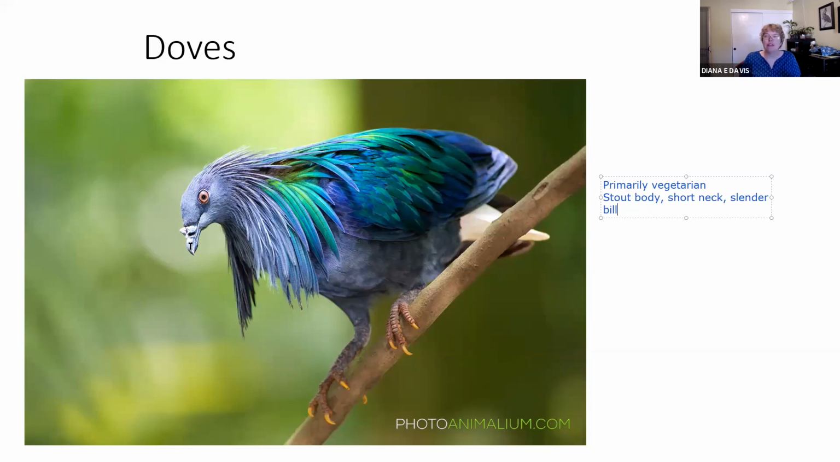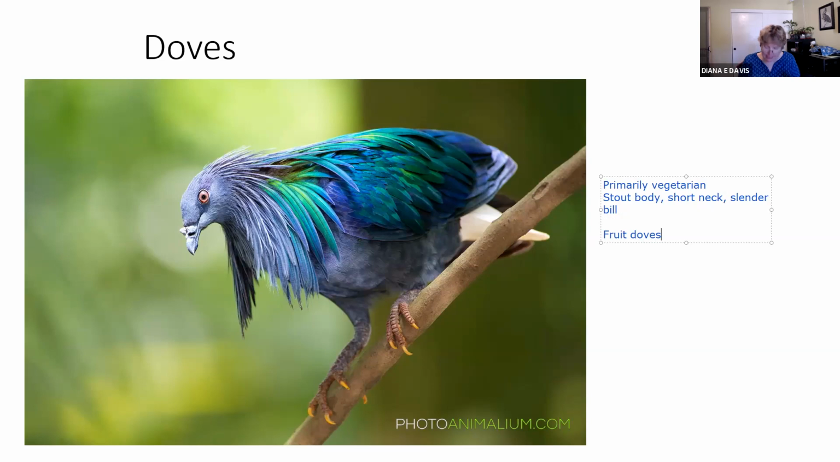When we think of doves and pigeons, you tend to think of things like mourning doves and city pigeons. But there are a lot of other doves in the world, and some of them are absolutely spectacular. So if you want to look at spectacular pictures of birds, Google fruit doves. This guy is an example of a fruit dove, and that's just a gorgeous animal.